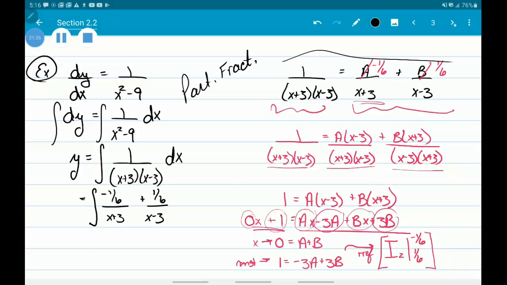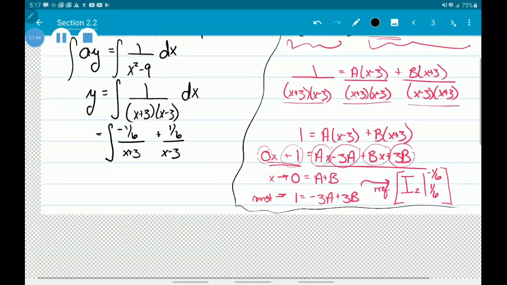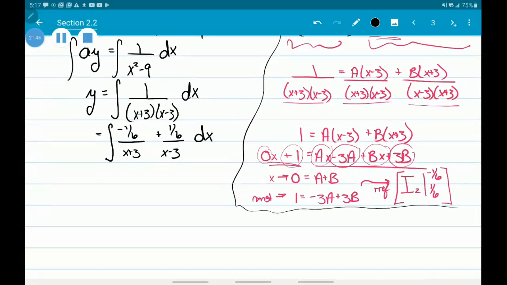So when you're doing these types of problems, I do want to see all of your work for partial fraction decomposition. I think that's important. And I'm going to factor that negative 1/6 out. And that's going to leave me with 1 over x plus 3 minus 1 over x minus 3. So both of these are going to integrate using ln and u substitution.